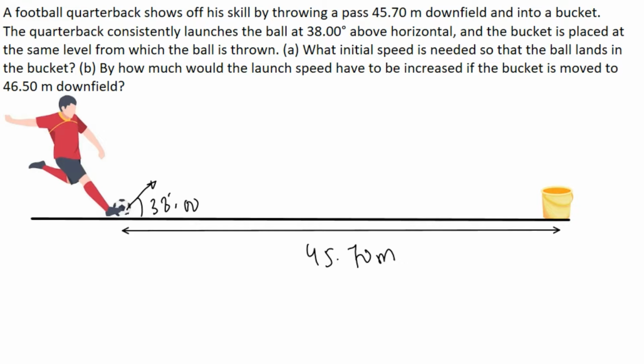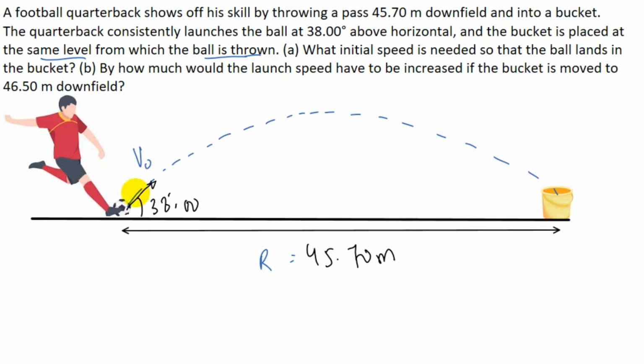So let me first show the trajectory. So this would be the trajectory. It will go up, reach the maximum point, and the football will come down, and then it comes to the bucket. So we are asked to find the initial speed V0 for the football. Now this is basically the range, and we can consider that the bucket is placed at the same level from which the ball is thrown.